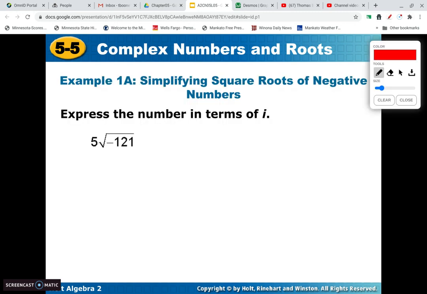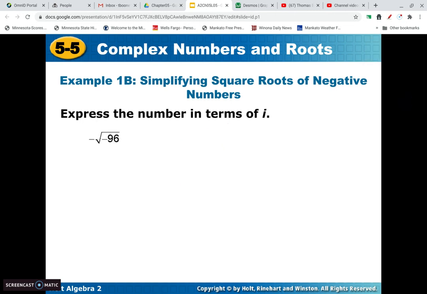5 times the square root of negative 121. Well, we know that the square root of 121 is 11, plus or minus 11. So it would have to be 11i. Our answer would simply be 55i is what we would have there. Crazy, isn't it? It kind of takes a while to get used to that a little bit.